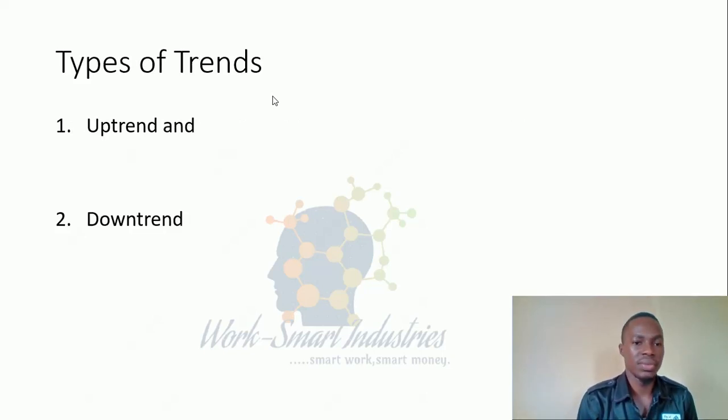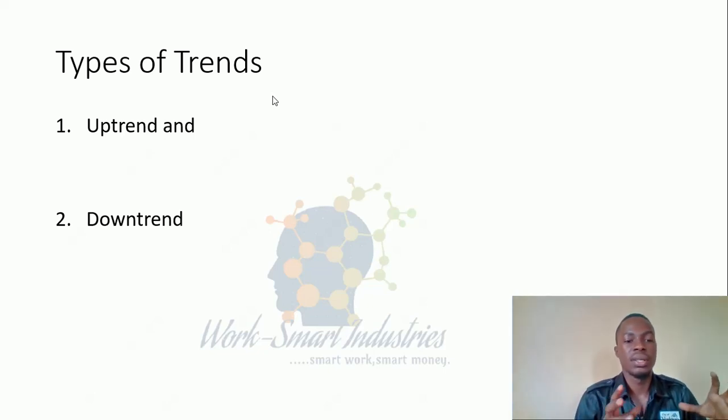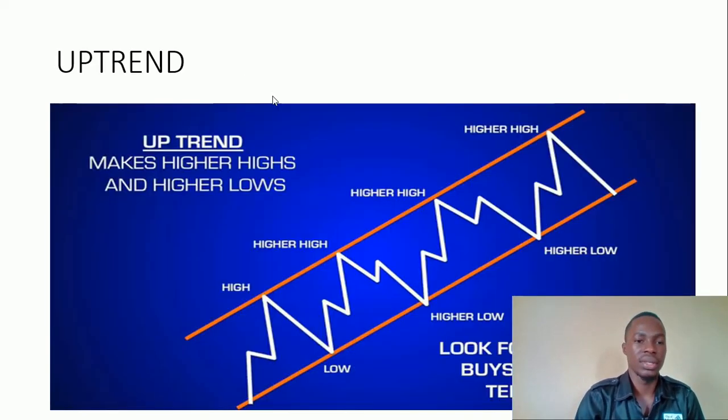So we have types of trends. There is an uptrend and a downtrend. An uptrend is when price is steadily moving upward, and a downtrend is when price is steadily moving downward. Meaning in an uptrend, the buyers are more in control of the market. More people are buying this security, more people are buying this tradable token, more people are buying this coin. That is why it is moving in an uptrend. While when most people are selling it, it moves in a downtrend.